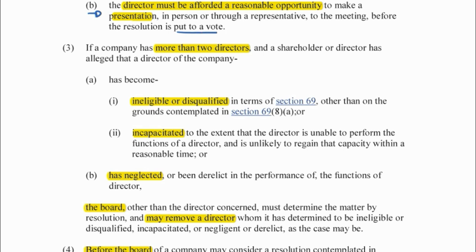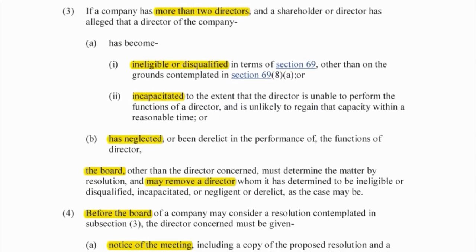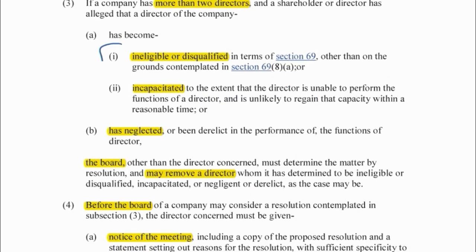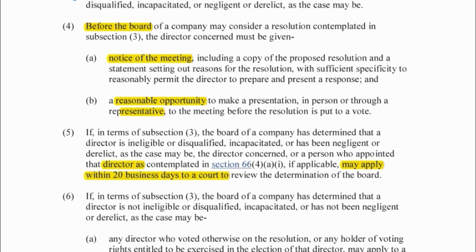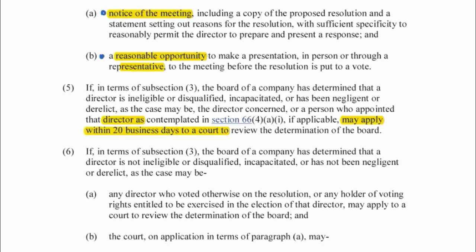Okay, if they've got more than 2 directors and they believe that a director is ineligible or incapacitated or neglected his duties, the board can remove this person. And again, the board has to follow the same process as the shareholders, give the director notice and give him an opportunity to make representation as to why he shouldn't be removed. And then the director may apply within 20 business days to the court to review the decision to remove him if he doesn't believe that it's a valid decision.